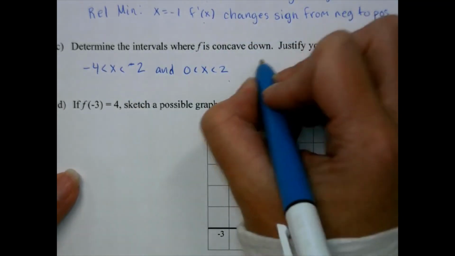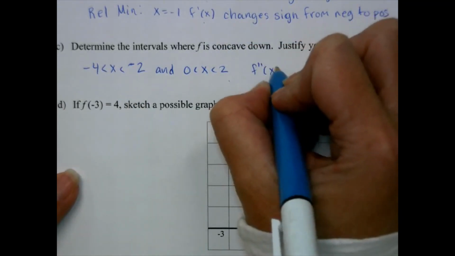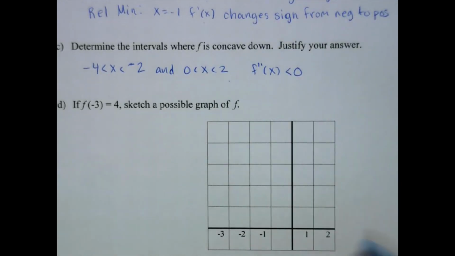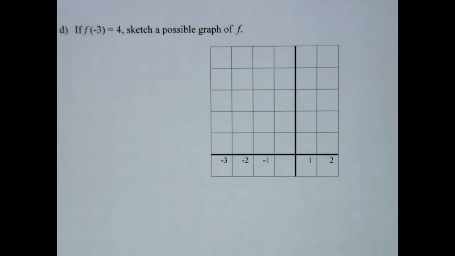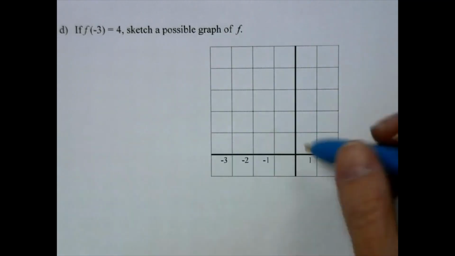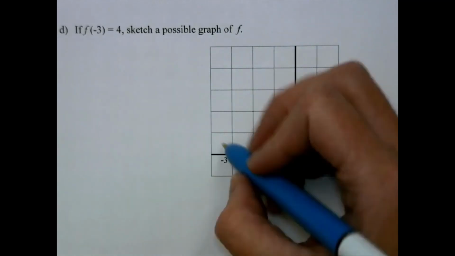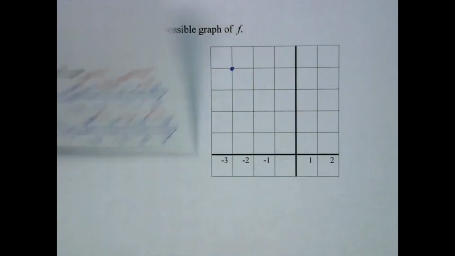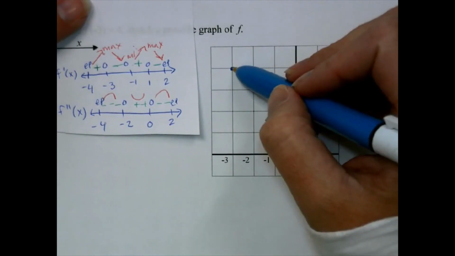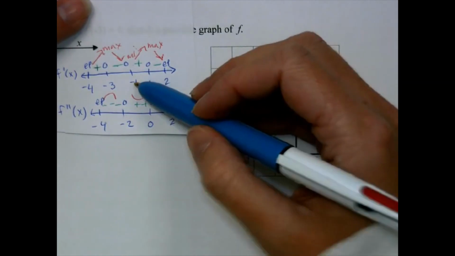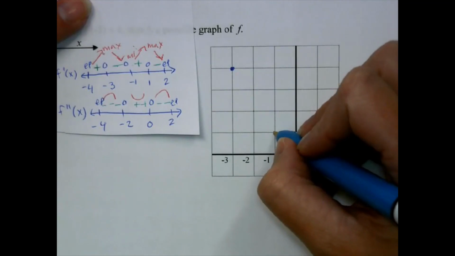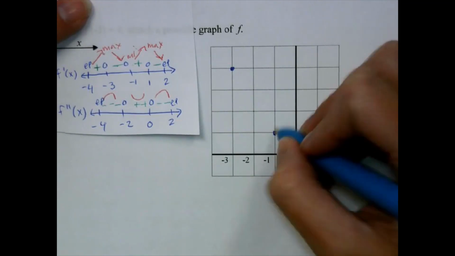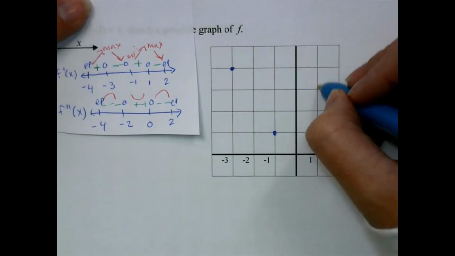Okay, next we want to sketch a possible graph. The last part of this problem is to graph. So if f of -3 is 4, okay, so let's bring our information back here. -3 is going to be a maximum. We have a minimum at -1, so I'm just going to pick a point lower. And then our other maximum's at 1.